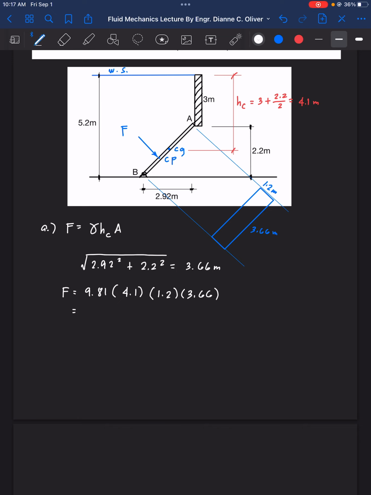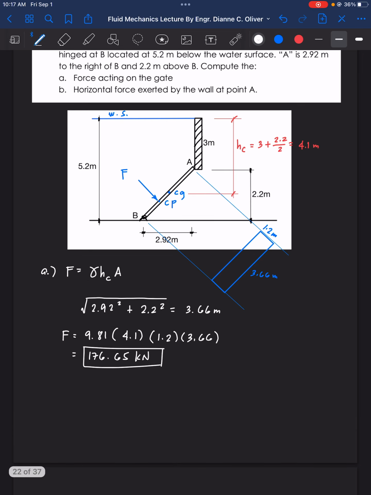That is equal to 176.65 kilonewton. Okay, that's for letter A. Now let's go to letter B. Find the horizontal force exerted by the wall at point A.